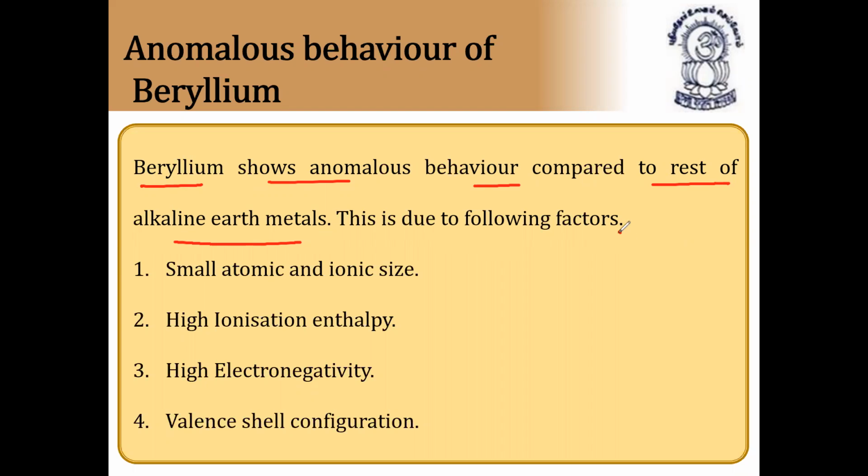This is due to the following factors: small atomic size and ionic size, high ionization enthalpy, high electronegativity, and valence shell electronic configuration. Due to these four reasons only, beryllium is anomalous when compared to other elements in the group, like in the case of lithium.